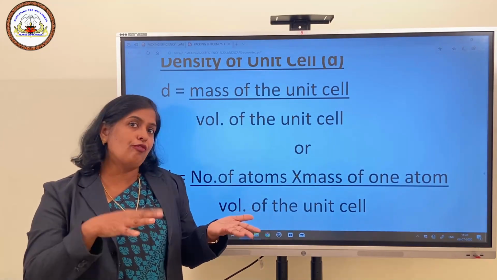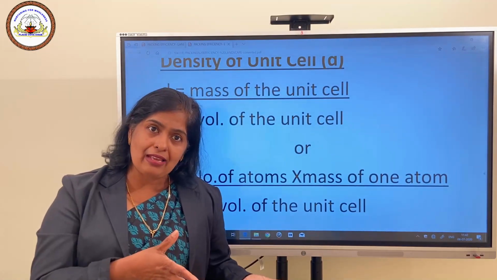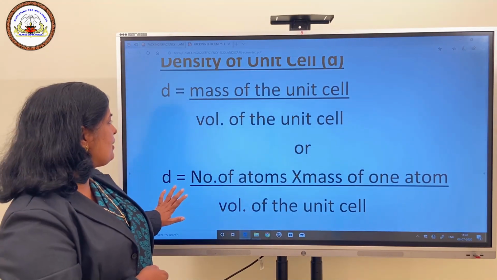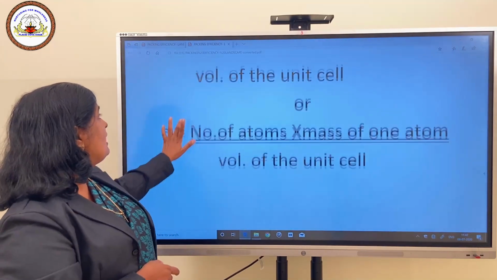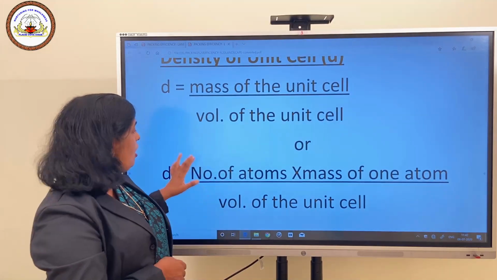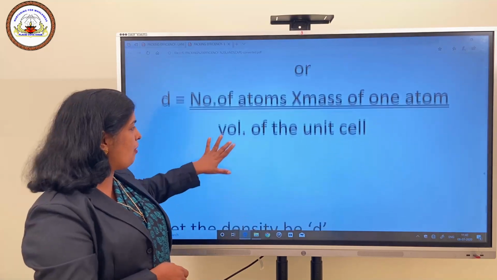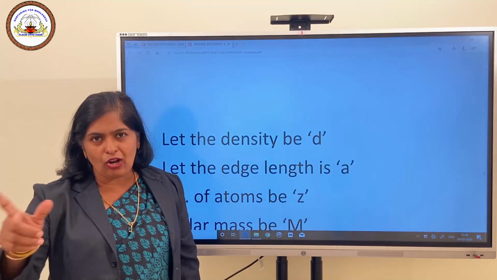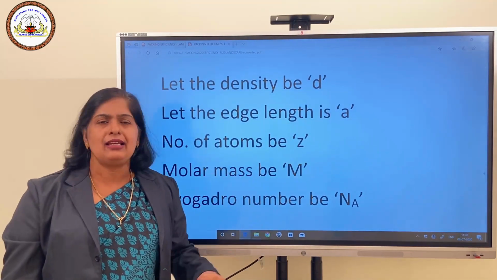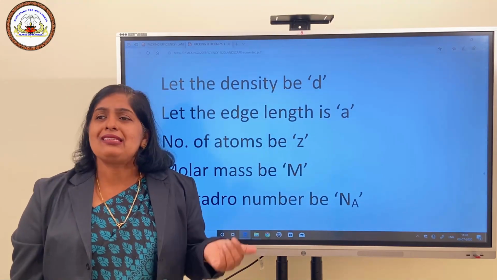If it is FCC, we know 4 atoms are there, and the mass of the unit cell can be written as number of atoms into mass of 1 atom. Usually in the numericals, density is represented as d. d is equal to mass of the unit cell by volume of the unit cell, or number of atoms into mass of 1 atom divided by volume of the unit cell. Let the density be small letter d, let the edge length be a. Number of atoms, in the textbook it is given as z.